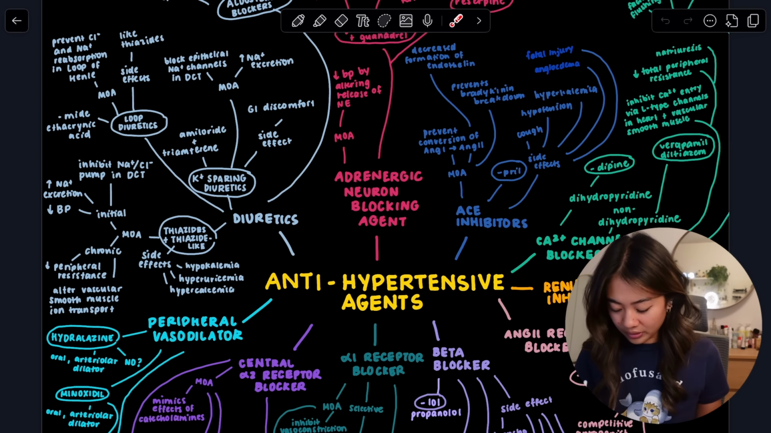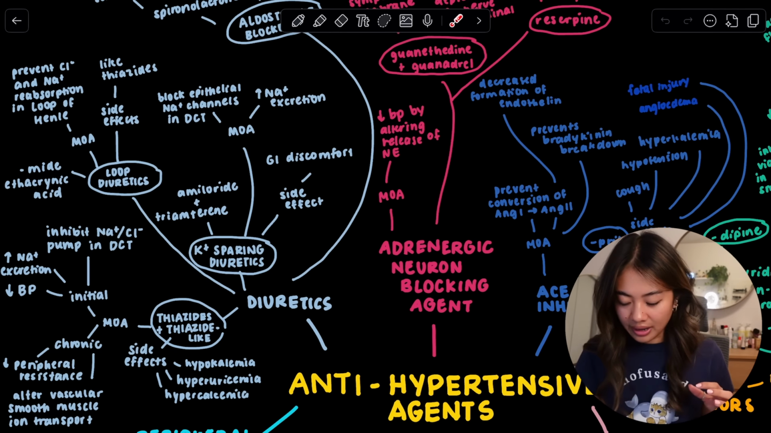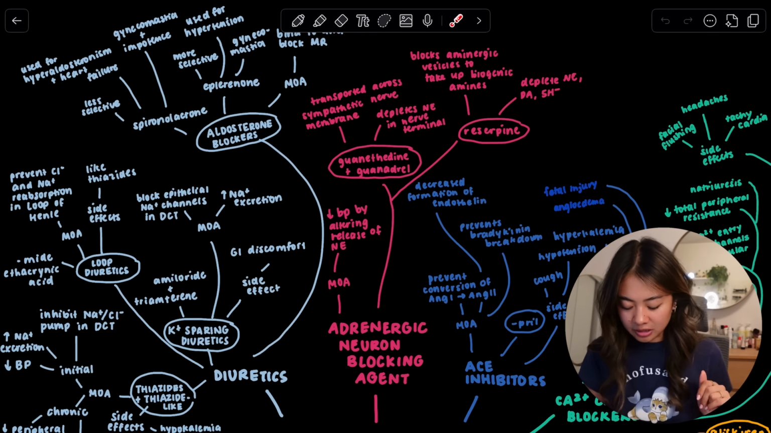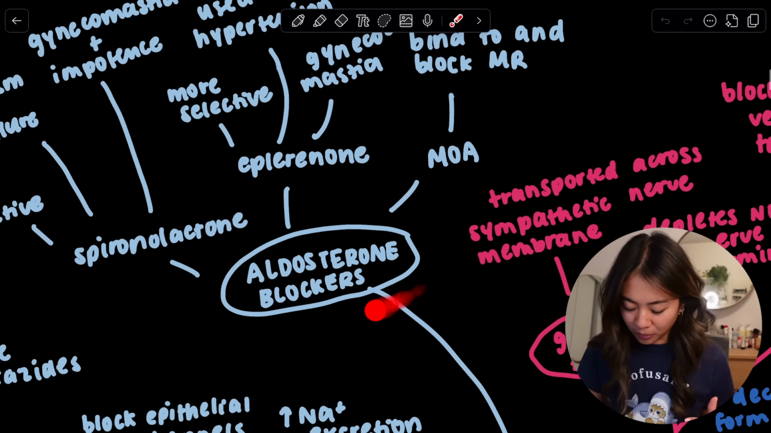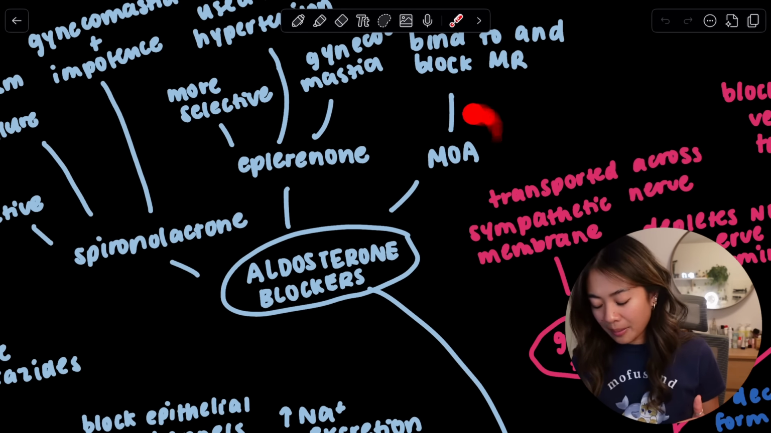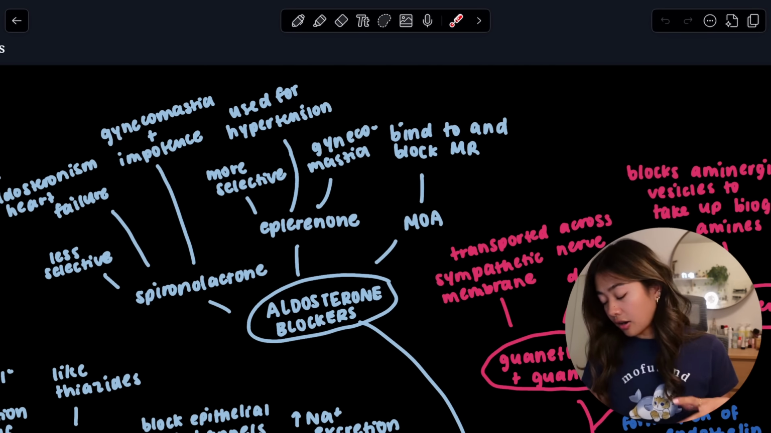So if we follow one of them, we can look at diuretics and how there are different kinds like loop diuretics, aldosterone blockers, potassium sparing ones, thiazides, and then from there, what are the aldosterone blockers? There's spironolactone, eplerenone, MOAs, and then I break them down into what they are, their functions, their side effects.